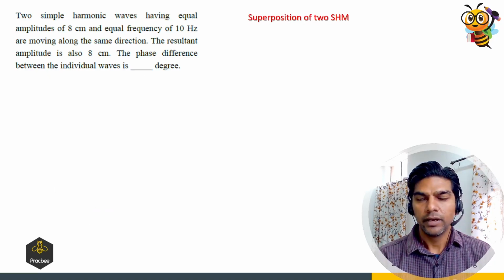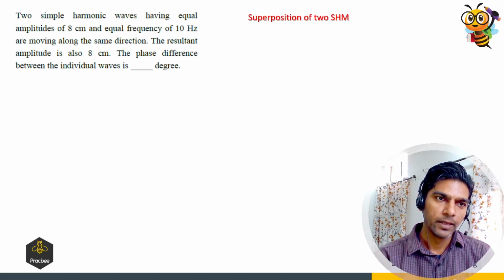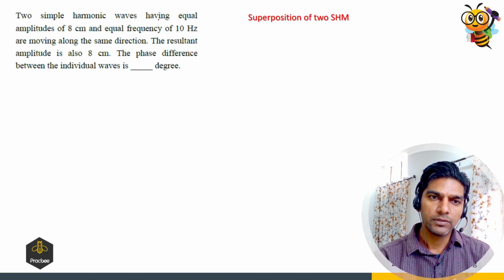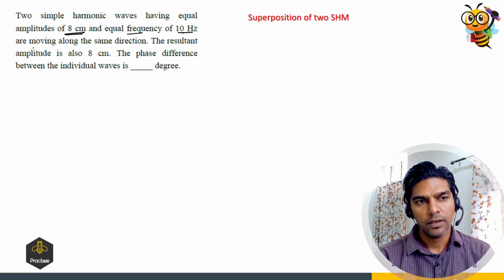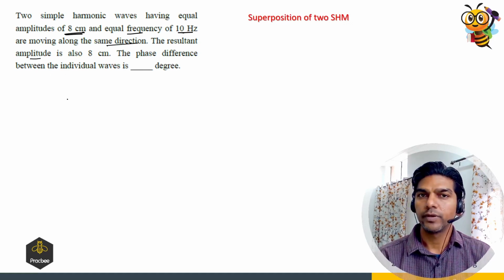Now let us see the last problem type, and it is based on the superposition of two simple harmonic motions. So two simple harmonic waves having equal amplitude 8 cm, equal frequency 10 Hz are moving along the same direction. The resultant amplitude is also 8 cm. The phase difference between the individual waves is, so we have to find the phase difference.